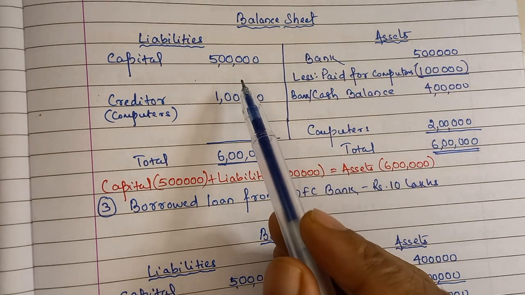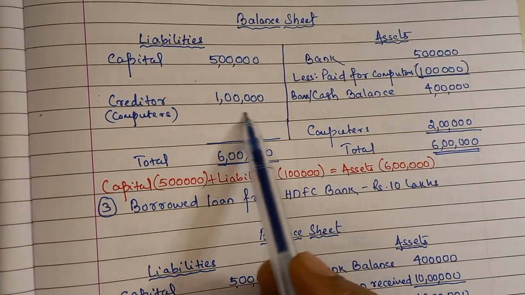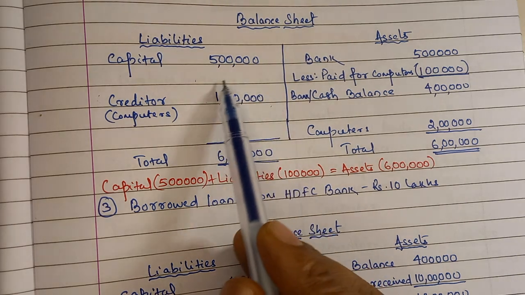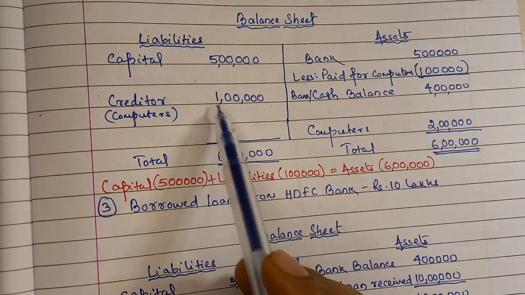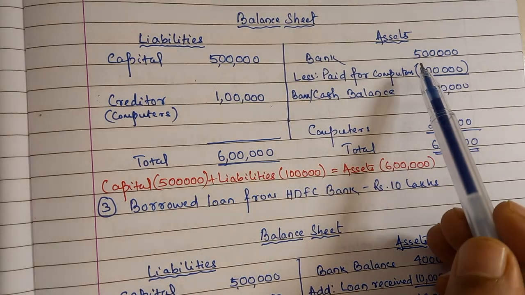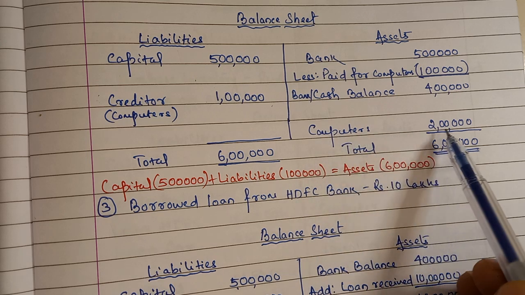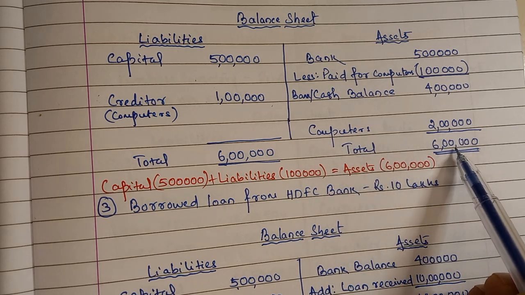Now, what is the total of liabilities we have? 5 lakh is the capital, creditor 1 lakh, that is the credit period provided by the supplier. Hence, I am showing here creditor. Total is 6 lakh rupees. At the same time, if you see assets, bank balance reduced to 4 lakh, computer purchase is 2 lakh, and total of assets is 6 lakhs.